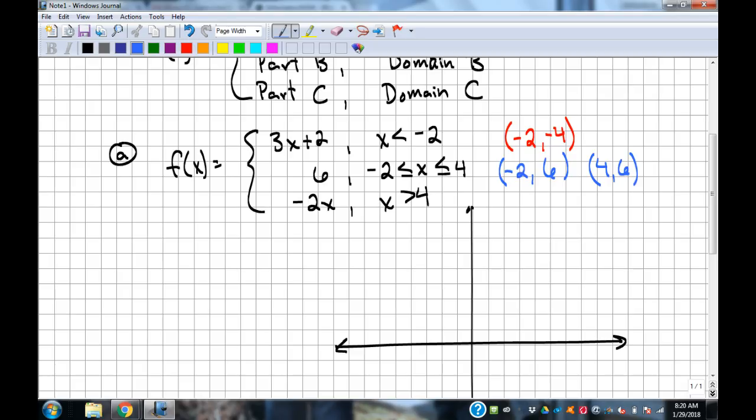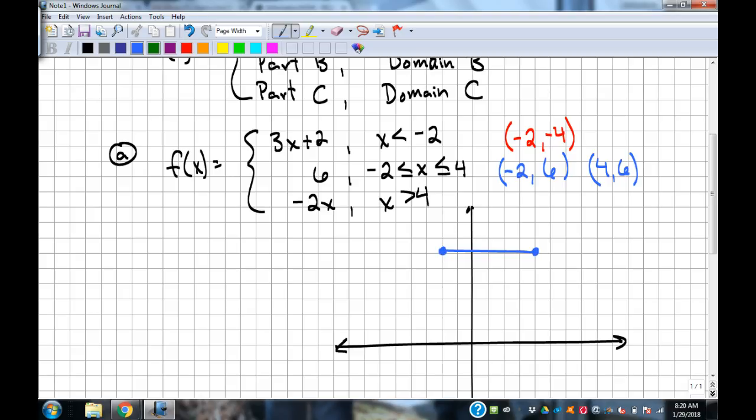Are those filled in circles or open circles? Why are they filled in this time? Got the equal to mark. So 1, 2, 3, 4, 5, 6. Horizontal line. Right there. Part B is done.